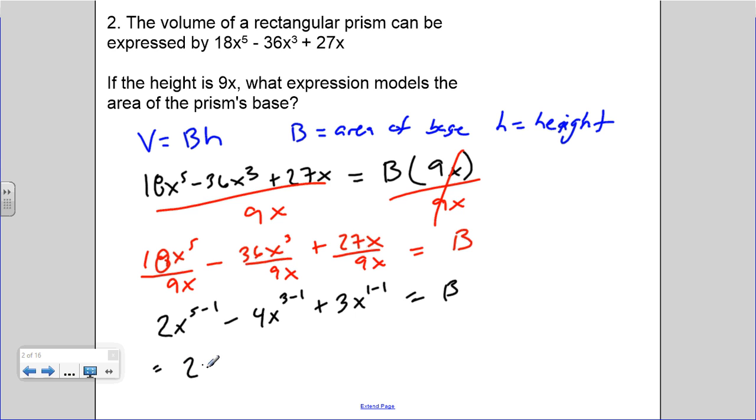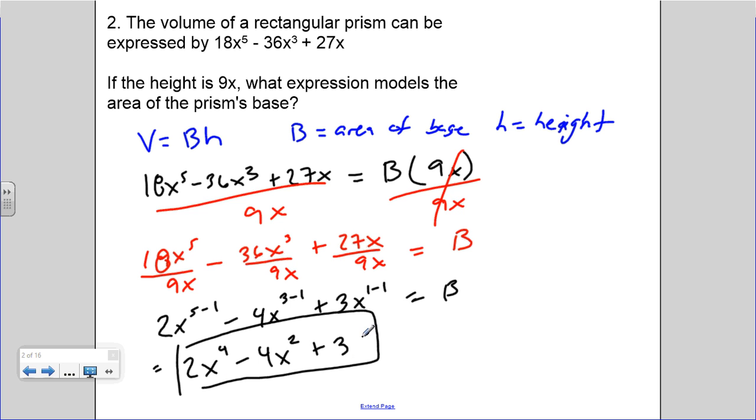So that's 2x to the power of 4 minus 4x to the power of 2 plus 3. Just plus 3 is equal to the area of the base. 1 minus 1 is 0, and x to the 0 power is equal to 1. Don't forget about that rule.